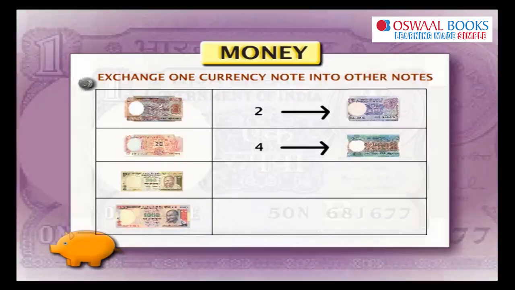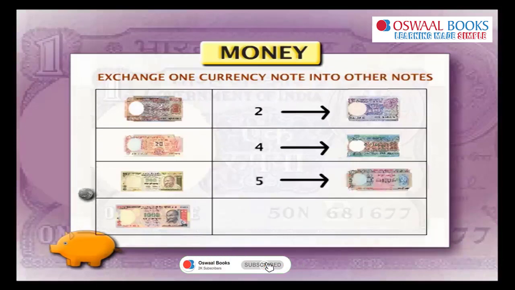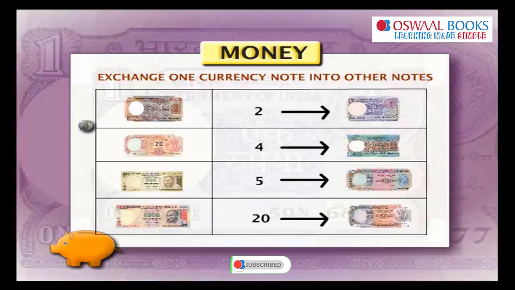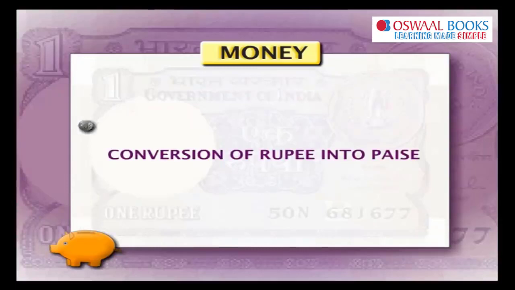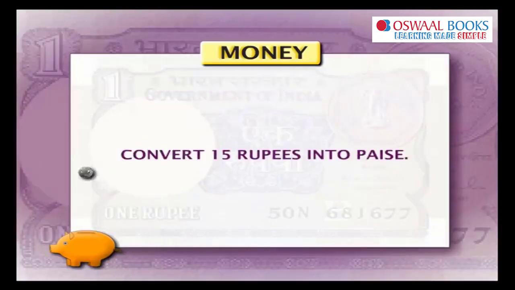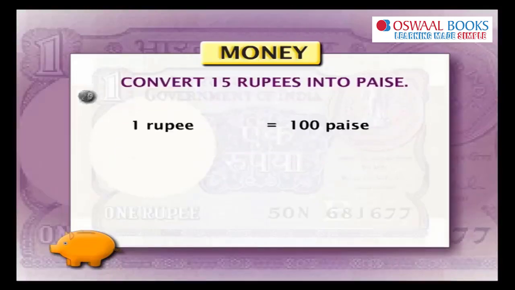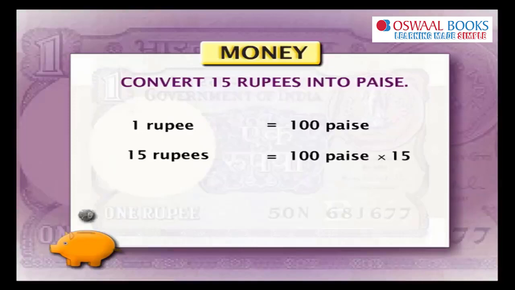A 500 rupee note can be exchanged for 5 100 rupee notes. A 1000 rupee note can be exchanged for 20 50 rupee notes. Conversion of rupee into paise. Example 1. Convert 15 rupees into paise. 1 rupee is equal to 100 paise. 15 rupees is equal to 100 paise into 15, which is equal to 1500 paise.